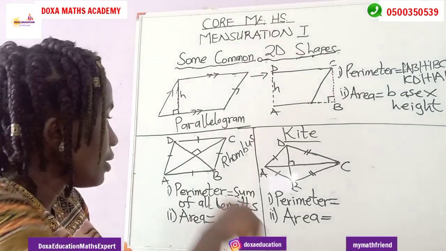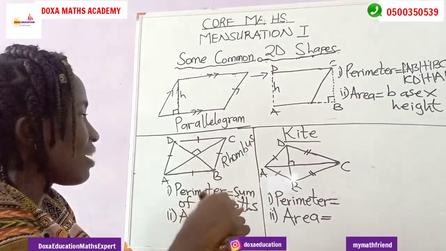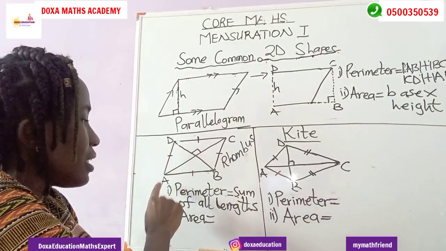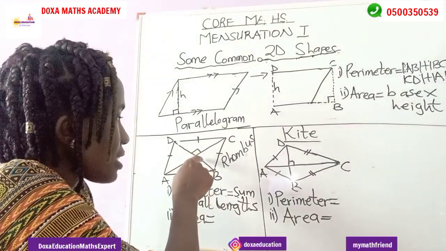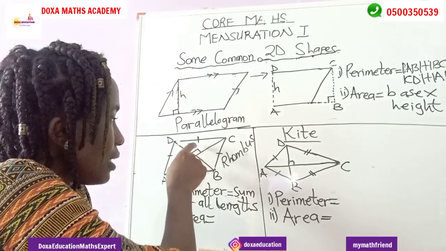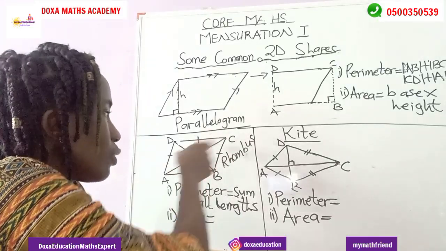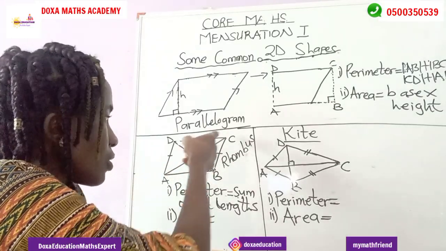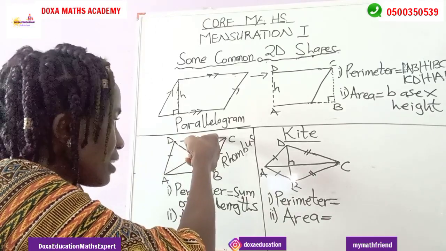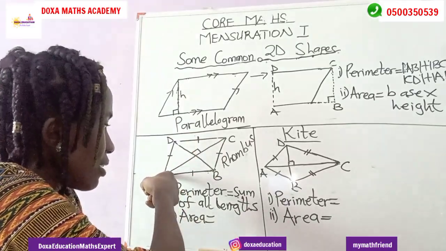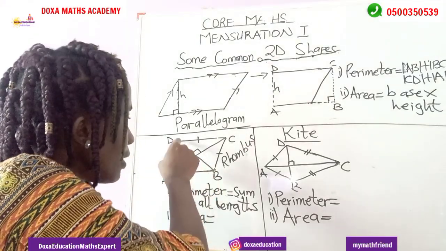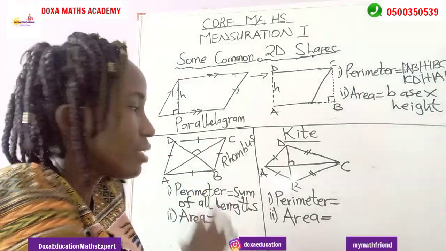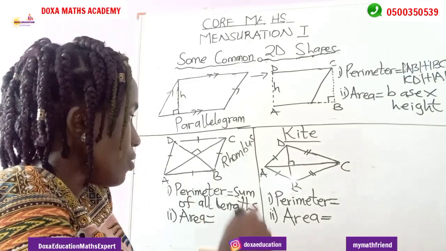area. You see that it has two diagonals. The diagonals BD and AC bisect each other at right angles. Over here, 90, 90, 90. And they also bisect the angles. So diagonal AC bisects the angle here, and it also bisects the angle here. Diagonal BD also bisects the angle here. You see that the diagonals are also equal.